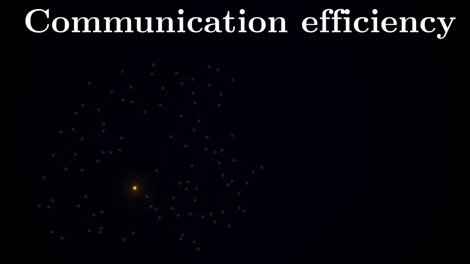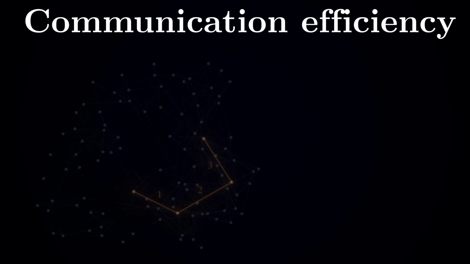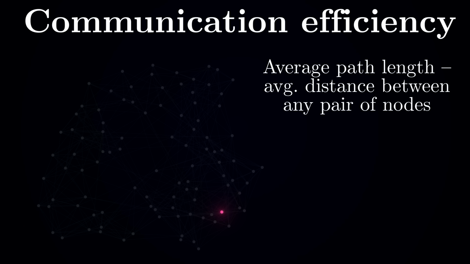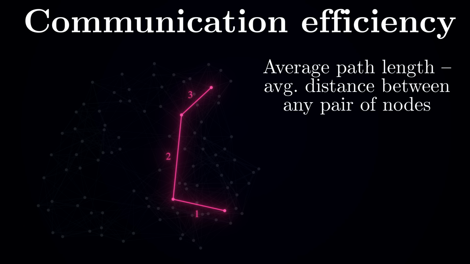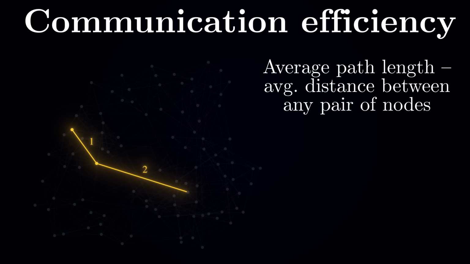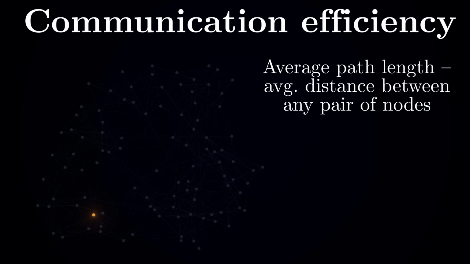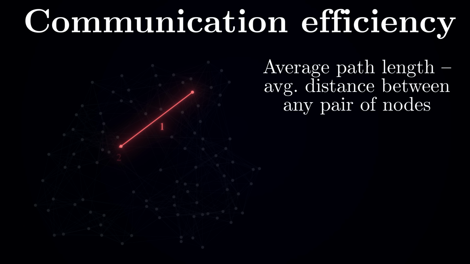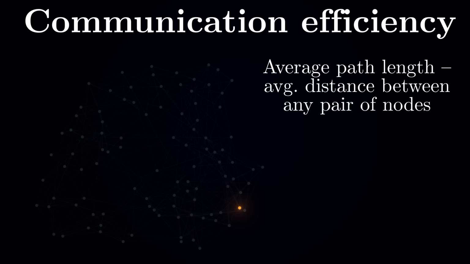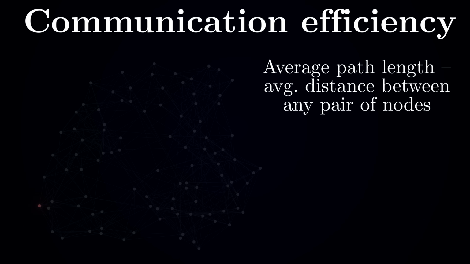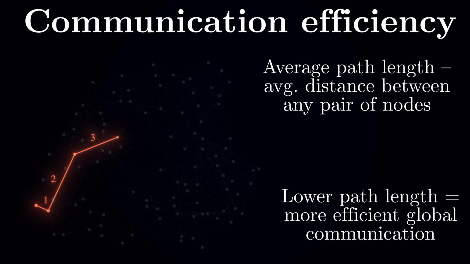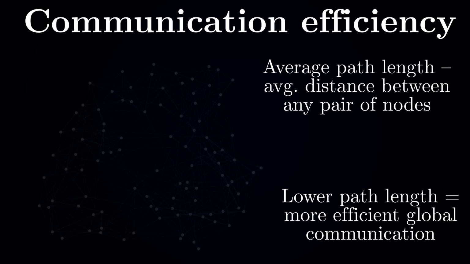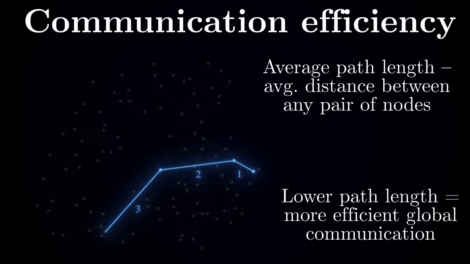The efficiency of global communication in a network can be quantified by its average path length. If you randomly select any pair of nodes, what is the minimum number of edges you need to traverse to get from one to another? This measure tells us how well connected the network is globally, how efficiently information can flow between any two points. A low average path length indicates that any part of the network can quickly communicate with any other part.